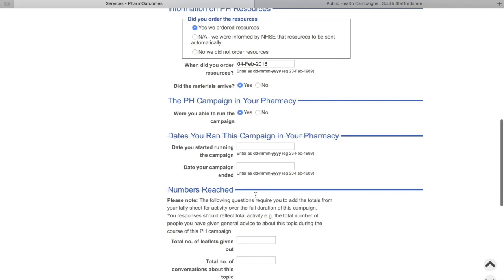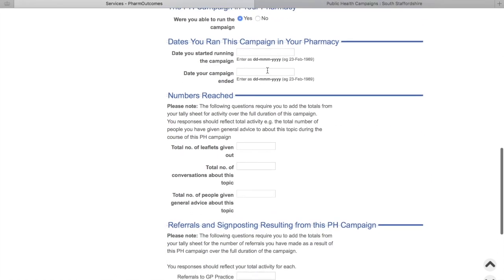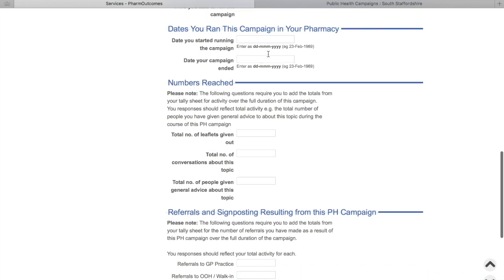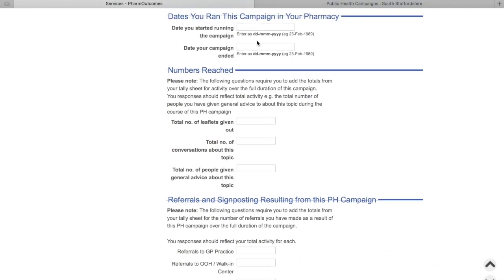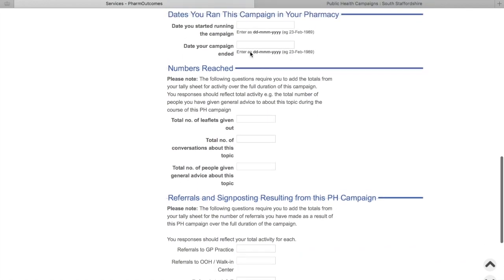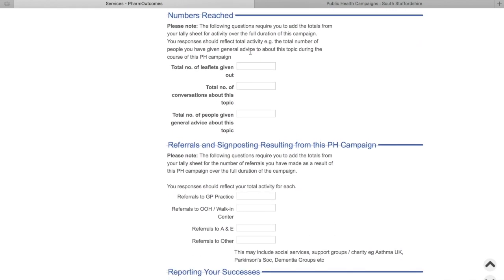But if you did run the campaign, it'll ask when you did them, so you can put the date that you started. If you started much later than everybody else because your resources were late, then there will be a place at the end that you can make a note of that, but at least you can show that you have run the campaign. And then remember the tally sheet, you've just got to know how many leaflets you've given out. Don't worry too much about this.